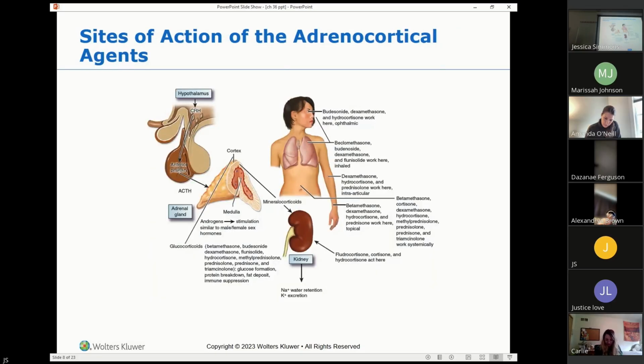So, sites of action of the adrenocortical agents. These just list all of your medications that we're about to go through. It says budesonide, dexamethasone, hydrocortisone work here in the ophthalmic. Just because they work in the ophthalmic area doesn't mean they don't go to many other areas, because if you look down here, dexamethasone, hydrocortisone, prednisone work in multiple places.